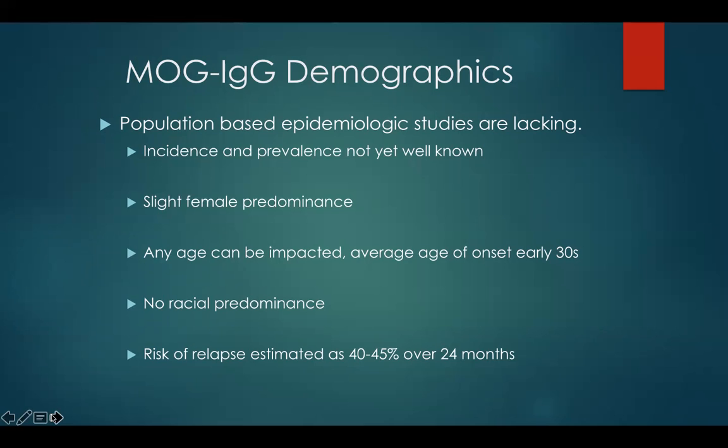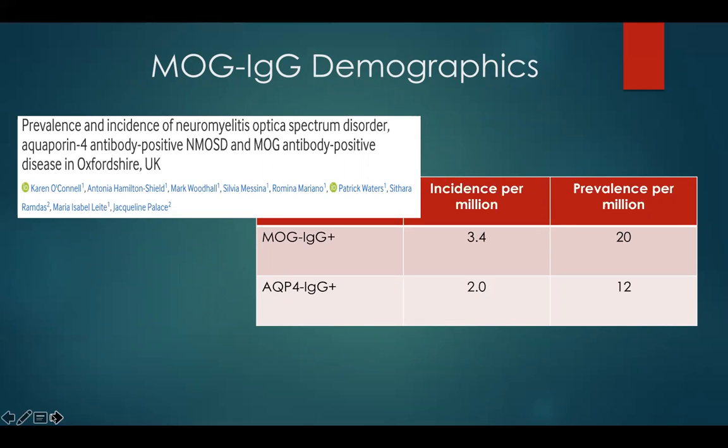So this study comes out of Oxfordshire, the UK, which has about 650,000 people. What they found was that MOG IgG was more common than aquaporin 4 IgG. The prevalence they calculated was 20 per million with anti-MOG versus 12 per million with NMO or aquaporin 4 disease, and the incidence was 3.4 per million for anti-MOG versus 2 per million for NMO.